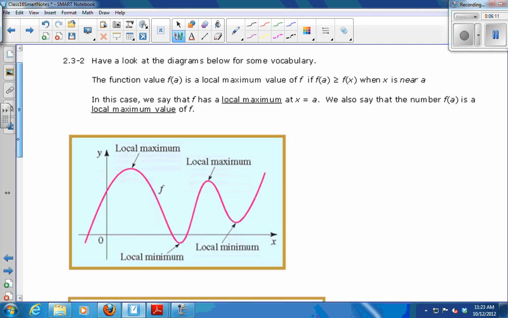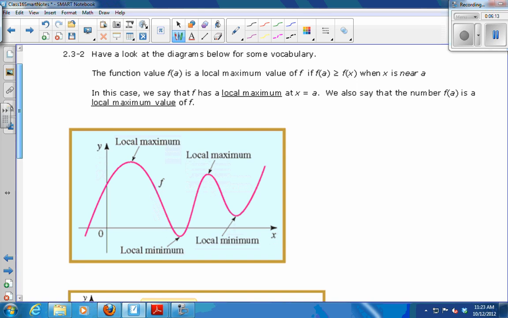Okay, so here's a little bit more vocabulary. So we just learned 3 things: increasing, decreasing, constant. Here's a couple of other little vocab things. We say that the function value f of a is a local maximum value if f of a is bigger than or equal to all the other y values if we're close to a, in some neighborhood around a. Okay, so in this case, we say that f has a local maximum at x equals a. So this is my local maximum. That's one local maximum. This is another.